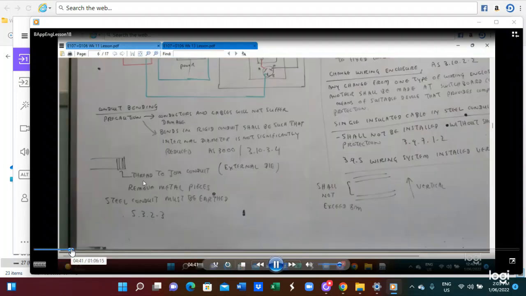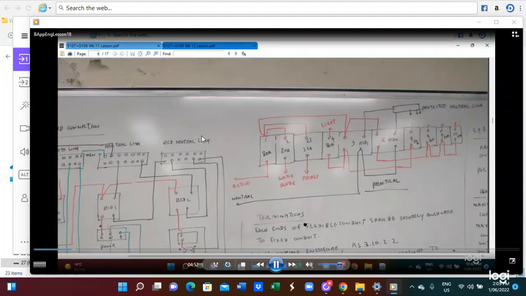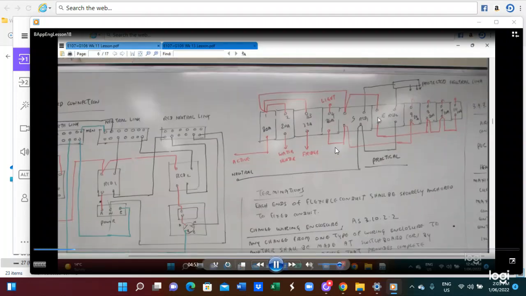So this is for the connection of the conduit bending. When you make the conduit bending, we also need to know how to join the conduit, and also the circuit diagram or the connection diagram of the electrical switchboard as well.